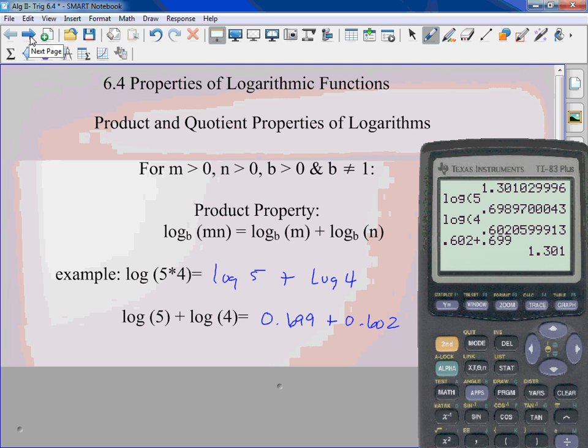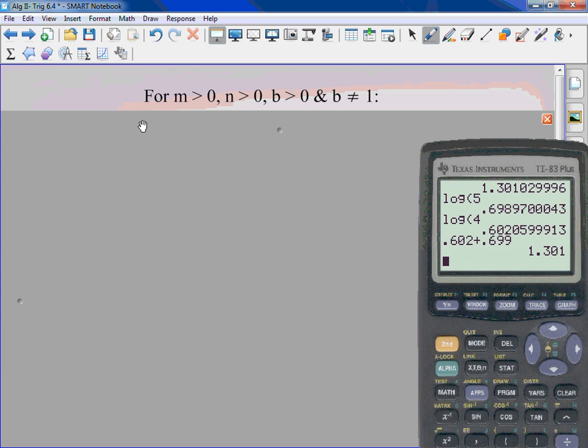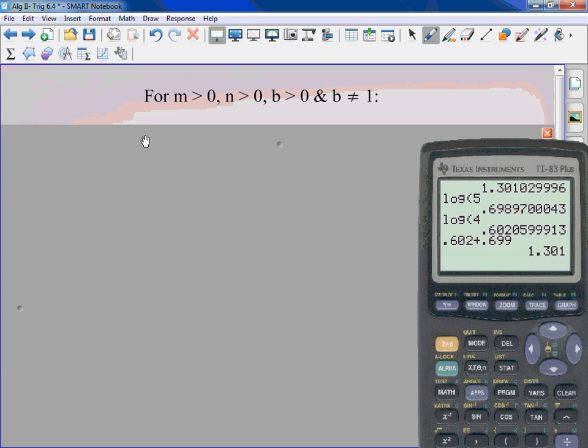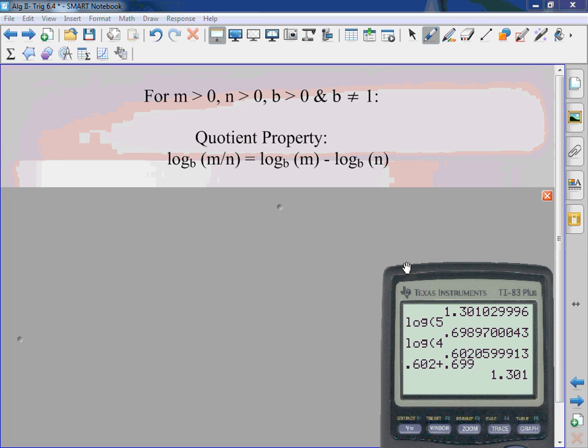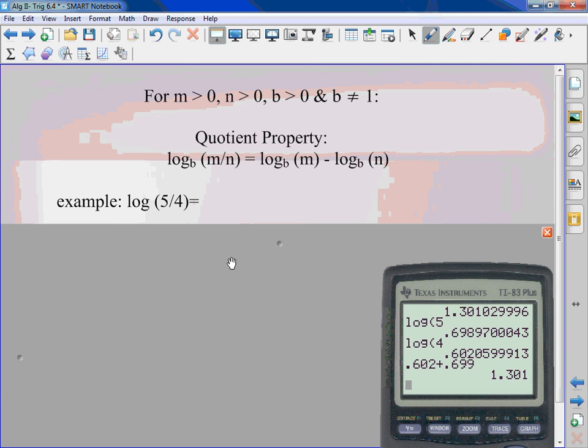Guess which one's coming next? Quotient. Again, same things. You don't have to write this over. The quotient property is if I have log base b of m divided by n, it just means log base b of m minus log base b of n. For example, I have the log of 5 divided by 4. We treat it just like exponents. When you divide, you subtract.